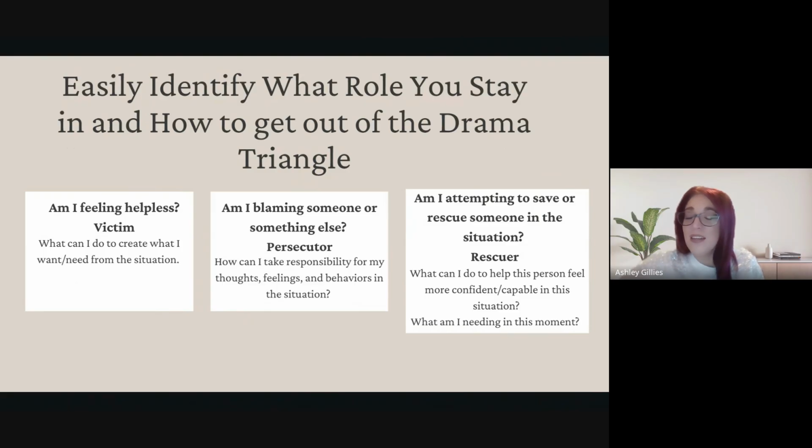Last one, am I attempting to save or rescue someone in the situation? This means that you are the rescuer. Okay, how do we get out of this? What can I do to help this person feel more confident or capable in the situation? How can I empower this person? And then what do I need in the moment as well?